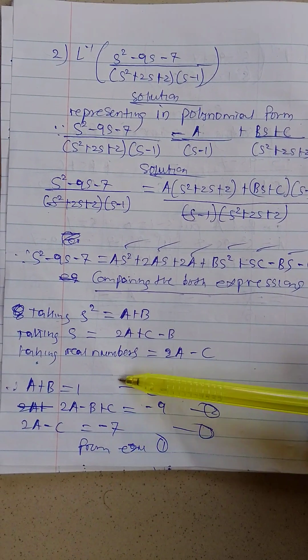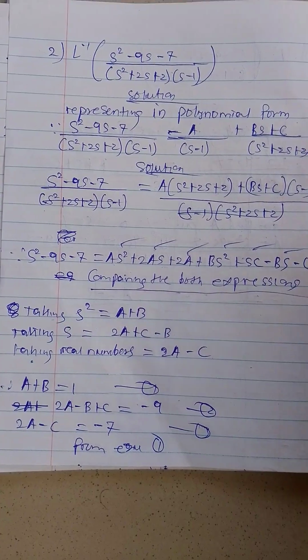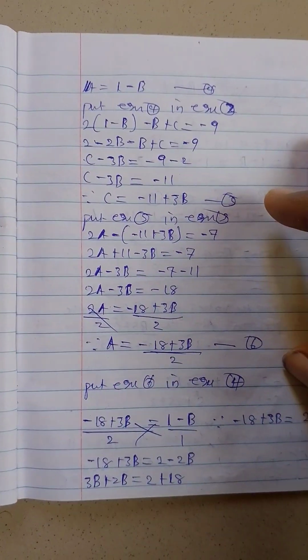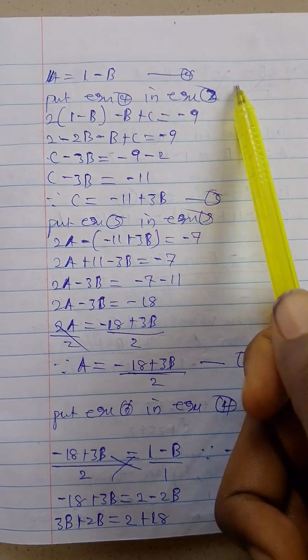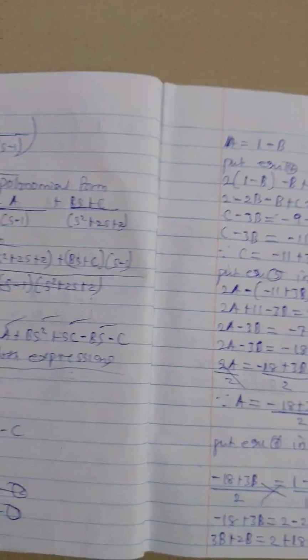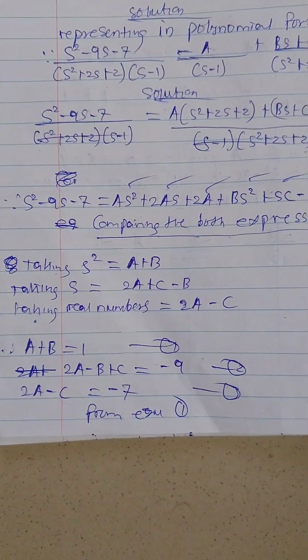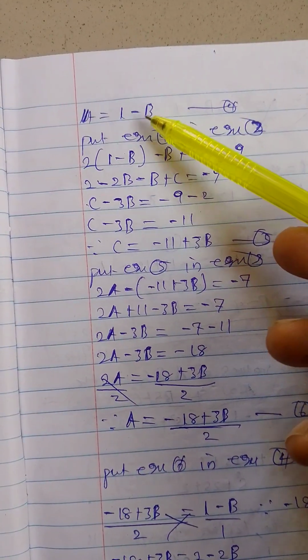From equation 1, I have to make a the subject of the formula. So from equation 1, a is equal to 1 minus b. I call this equation 4. Now therefore put equation 4 in equation 2. It means that any place you see a in equation 2, put 1 minus b.